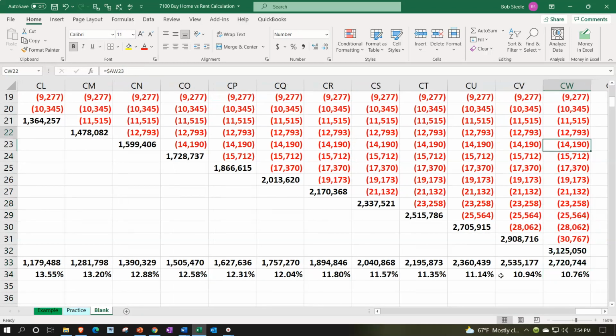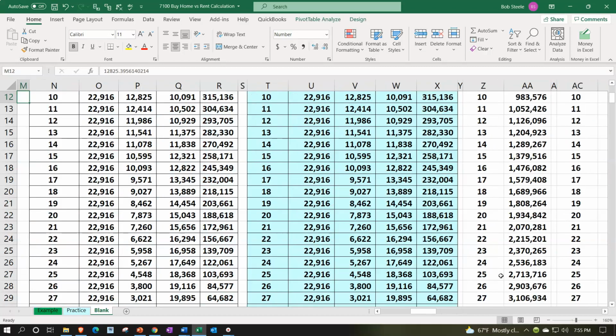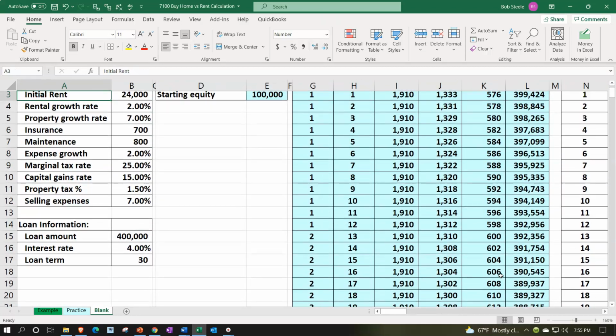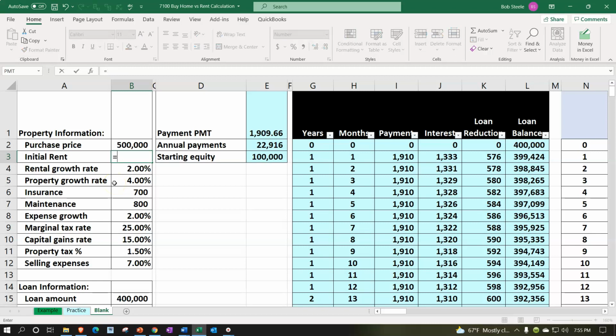Let's try one more. Let's go all the way to the left and do one more. Let's say it's not going to go up at 7%. Let's say the value goes up. We're going to say property growth. Let's make it more like 4%, so we'll double it from what it was before. And let's say the rent was actually, for more comparable rent calculation, let's say like 3,000 times 12. So 36,000 on the rent compared to the $500,000 property.